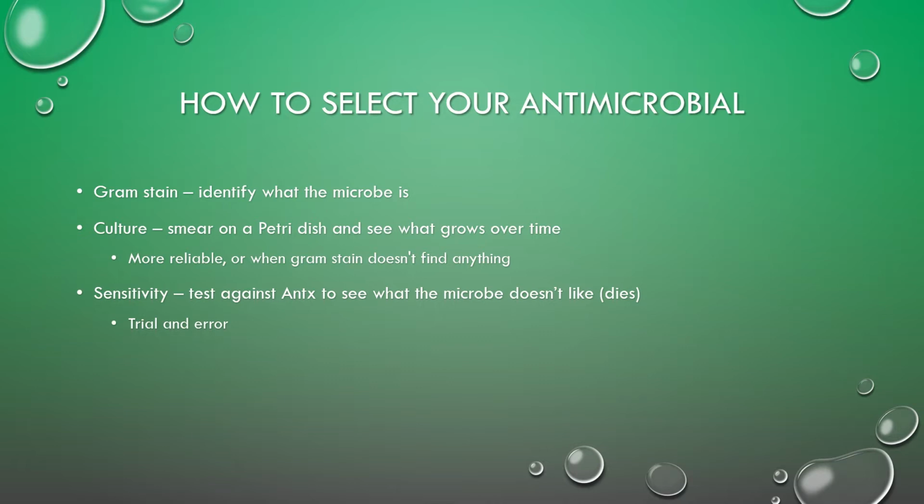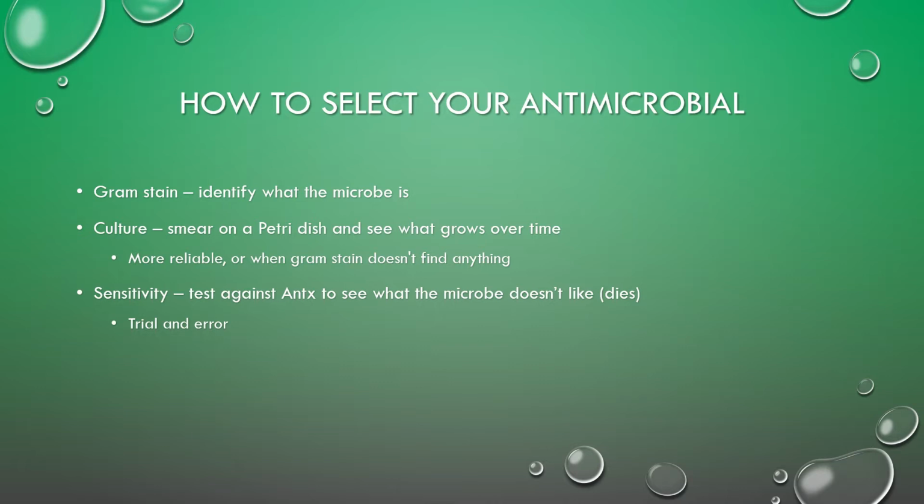Whereas the culture is going to be a smear of that solution or fluid that the microbe is in, and smear it on a petri dish and see what grows over time. This is more reliable or when gram stain doesn't find anything. So if a gram stain comes back negative, then they might still send off a culture and see if anything grows over time.